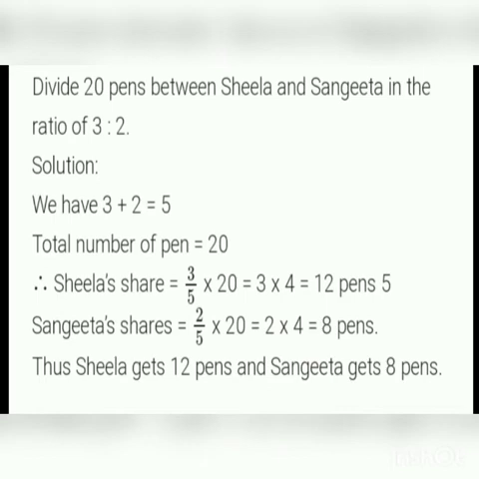That means 3:2 is the ratio. So 3 parts should be given to Sheila and 2 parts should be given to Sangeeta. And you have to consider the whole. What is the whole there? Adding up the given ratio, 3:2, 3 plus 2, 5.